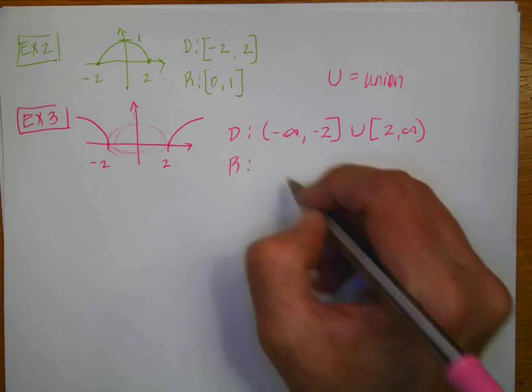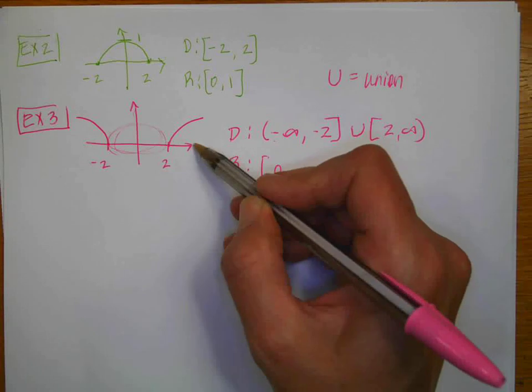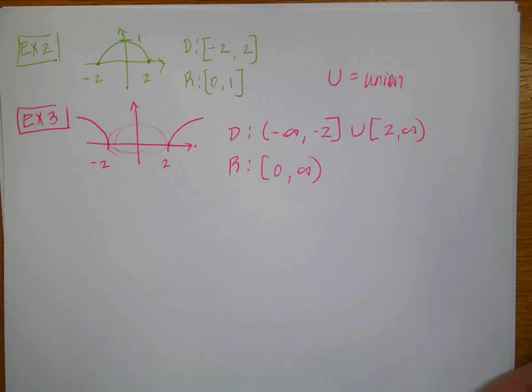The range is going to be at the bottom. 0 is my bottom-most value. It's the x-axis, so it's 0, and then it's going to continue forever up.